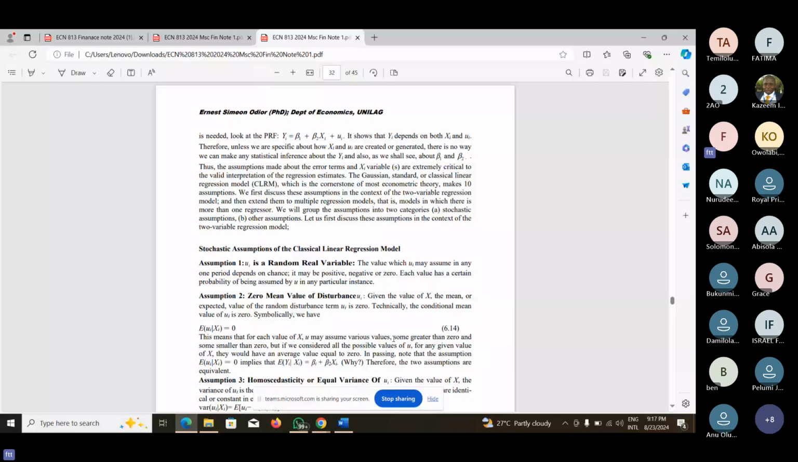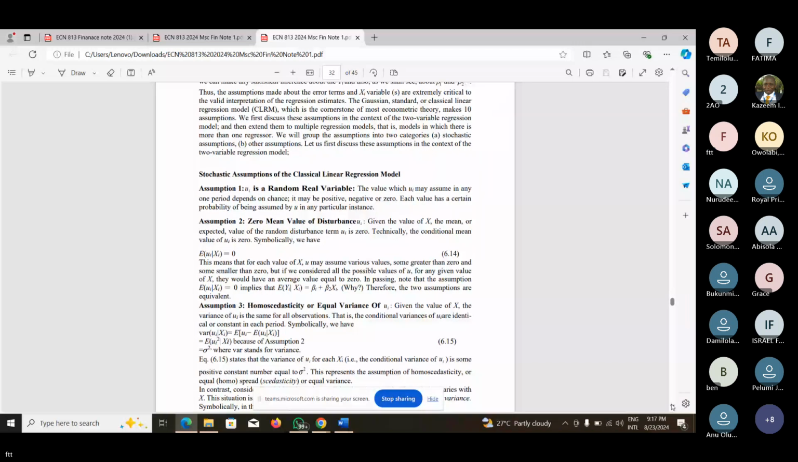So let's go to assumption 2. Assumption 2 states the zero mean value of disturbance. It means that the expected value of the error term must be 0, given the value of x. The expected value of the random disturbance term is 0.